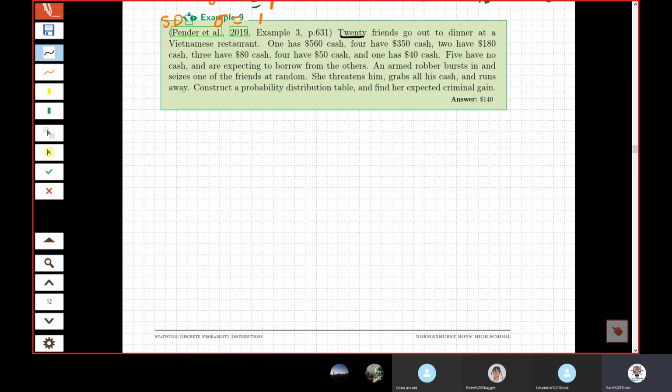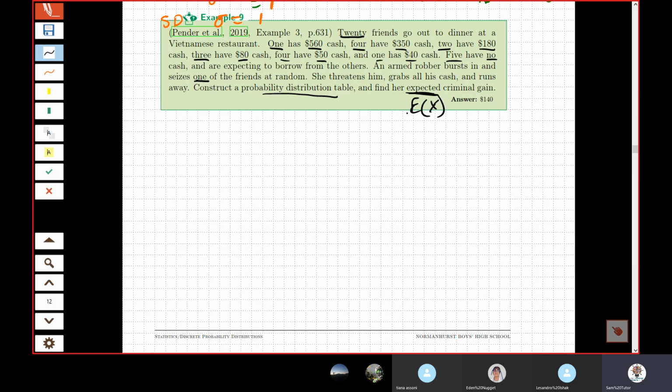20 friends go out to dinner at a Vietnamese restaurant. 1 has $560 cash, 4 have $350 cash, 2 have $180 cash, 3 have $80 cash, 4 have $50 cash, 1 has $40 cash, and 5 have no cash and are expected to borrow from the others. An armed robber bursts in and sees one of the friends at random. She threatens him, grabs all his cash, and runs away. Construct a probability distribution table and find her expected gain, which means expected value.